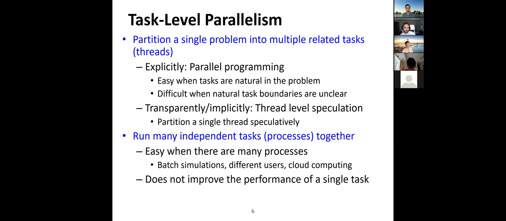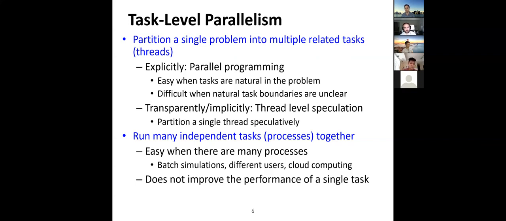Another thing is to run many independent task processes together. The easiest example is, you're trying to deploy some form of AI or machine learning model in the cloud, right? And you have a lot of customers. For example, you have a web service for something like Siri, and you get all the speech recognition requests coming in at you. They're all independent. There are a lot of them. So you get a lot of parallelism through just handling a lot of parallel tasks this way.